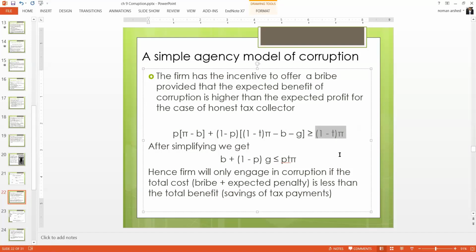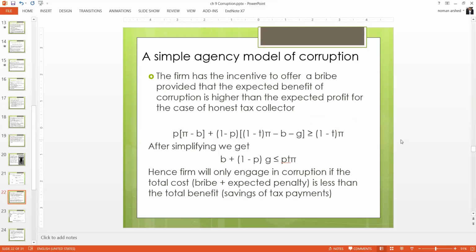So a firm will only do corruption if their earning from corruption is more than or equal to what they earn if they pay tax. We can simplify this equation and we will get b plus 1 minus p g less than or equal to p t pi. So hence the firm will only engage in corruption if the cost of corruption, which is bribe plus expected penalty, what is the expected penalty, 1 minus p g, is less than the total benefit, which is savings from tax payments, which means how much cash they will save. So this is the equation they will balance to find if they want to engage in corruption or not.